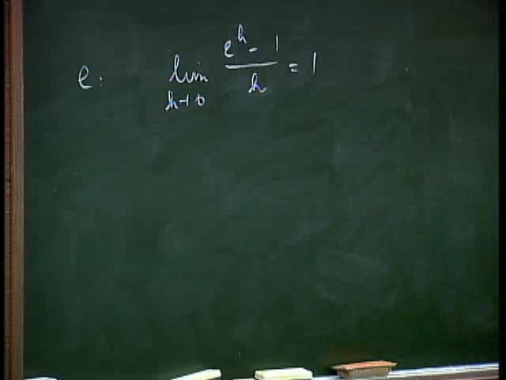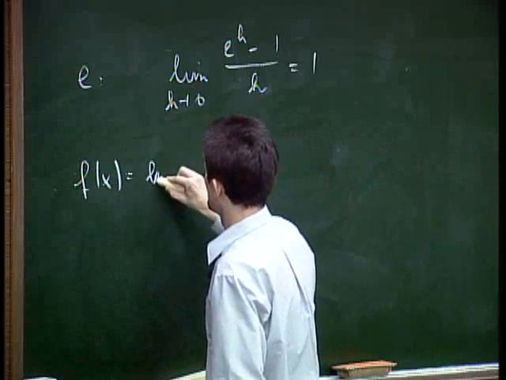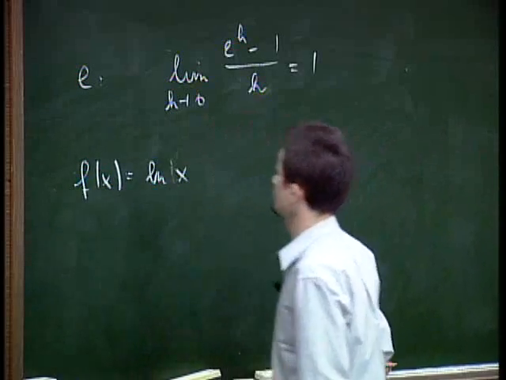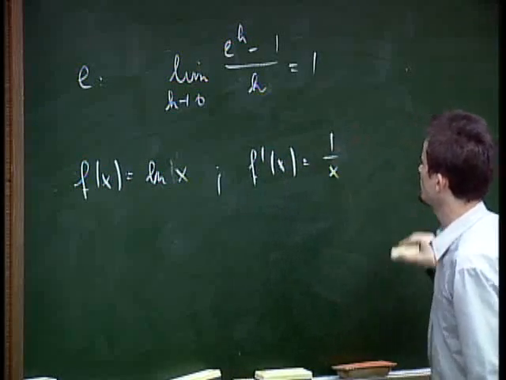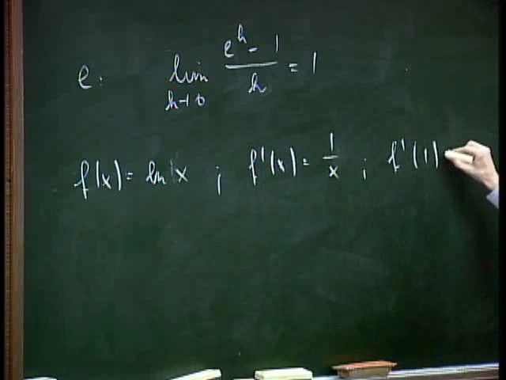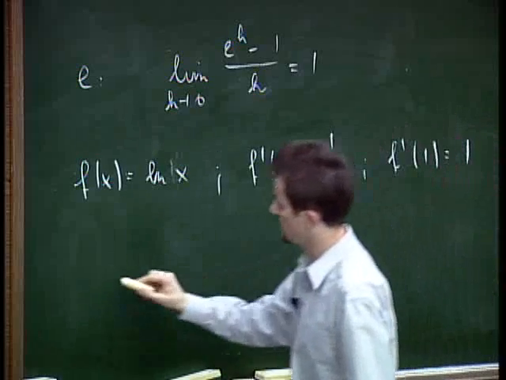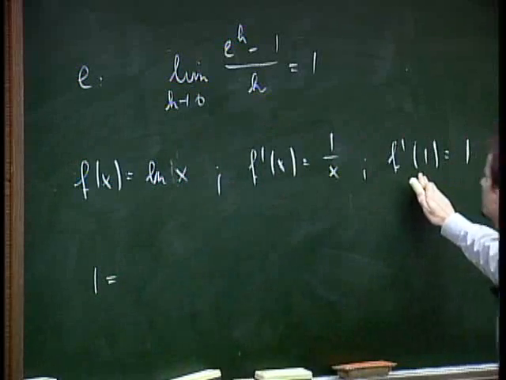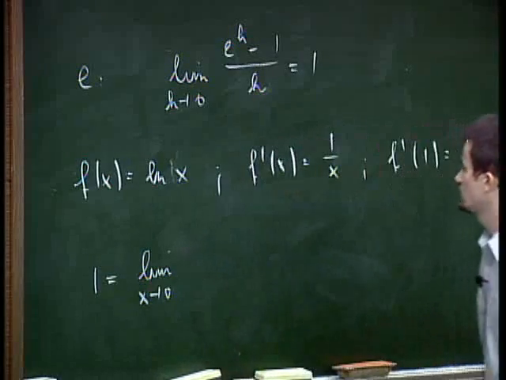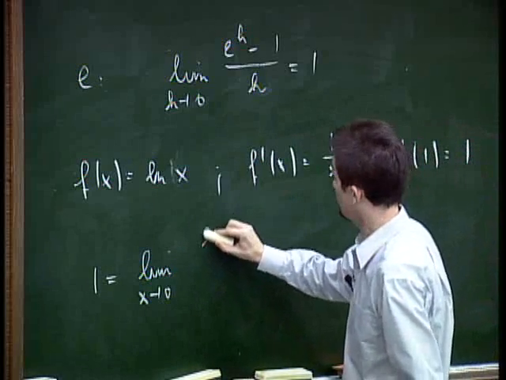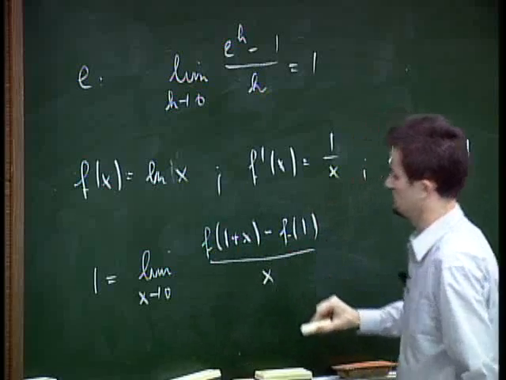Now we can derive one, namely e as a limit. We look at the function f of x equal to ln of x. We saw already that the derivative of this function is equal to 1 over x. So in particular, the derivative at 1 is equal to 1. This is quite helpful because we can now plug in the definition of the derivative. So 1 is equal to the limit as x tends to 0 of f of 1 plus x minus f of 1, over x.